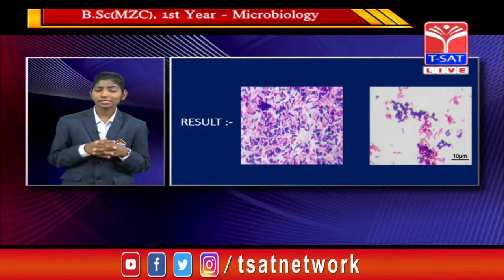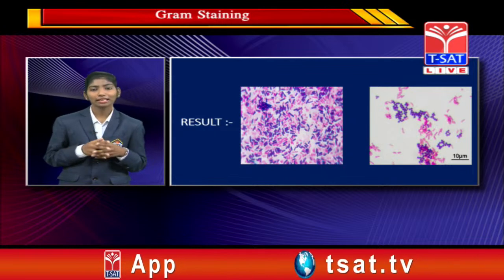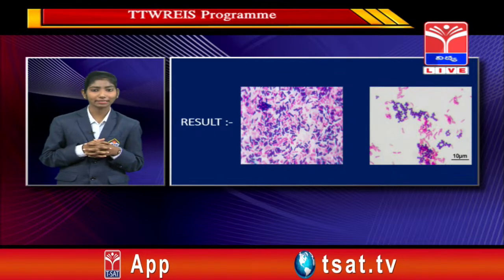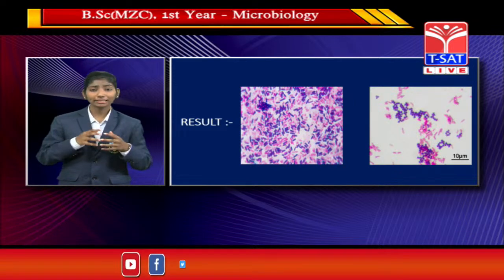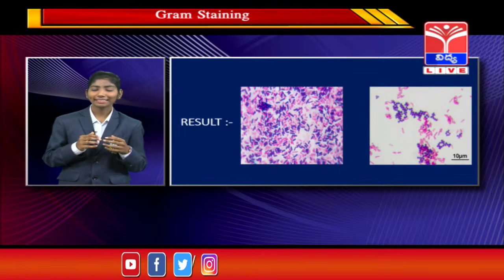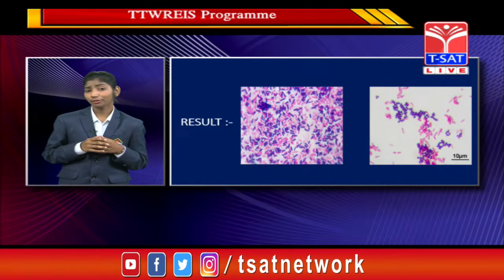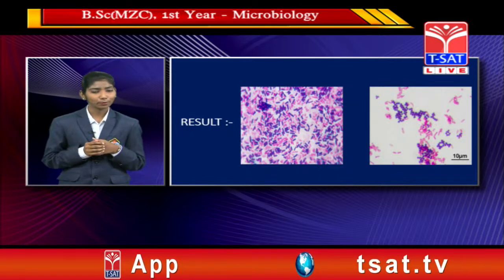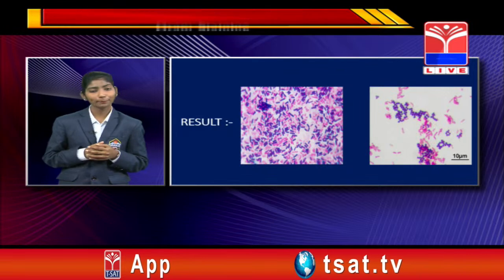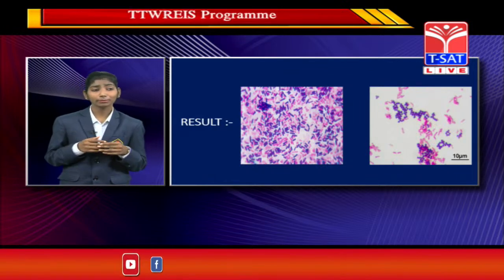The bacteria which absorb violet color are known as gram-positive bacteria, and the bacteria which absorb pink color are known as gram-negative bacteria. So here we can find two different types of bacteria. They are gram-positive as well as gram-negative.